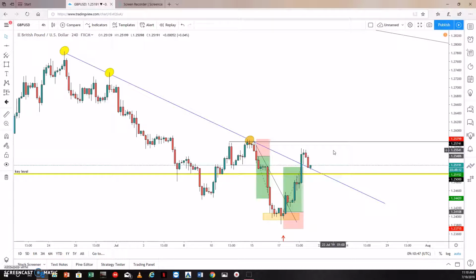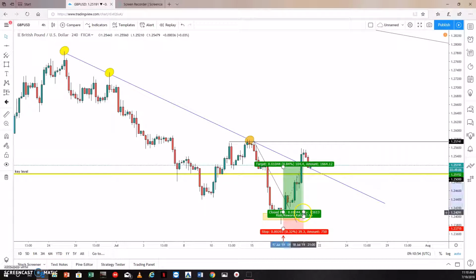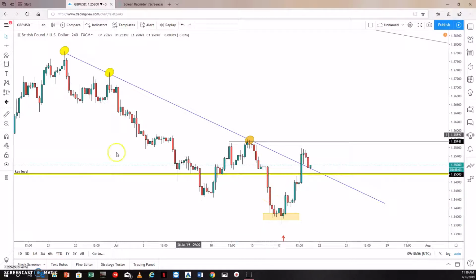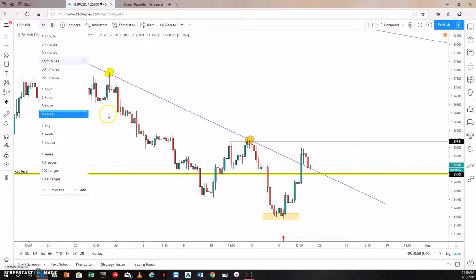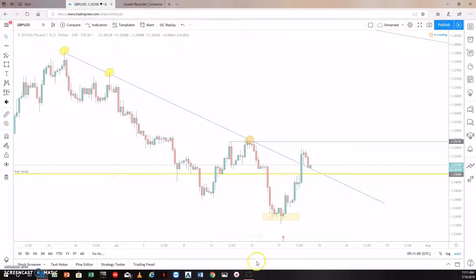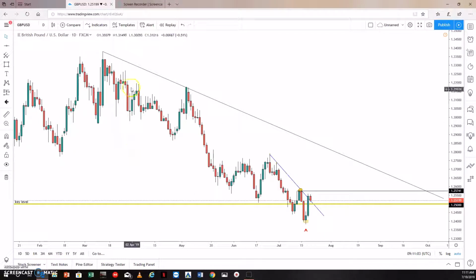So first of all, this is GBPUSD. Let me just remove all of this so I can get straight into the pair. The first thing we'll do is start on the daily time frame.